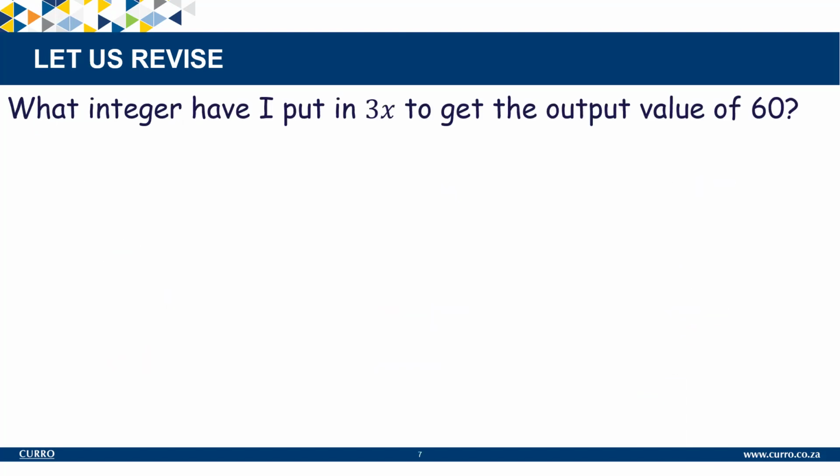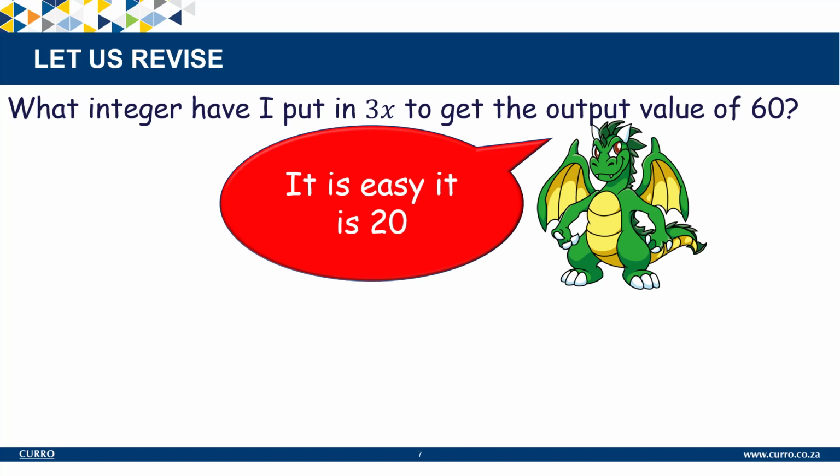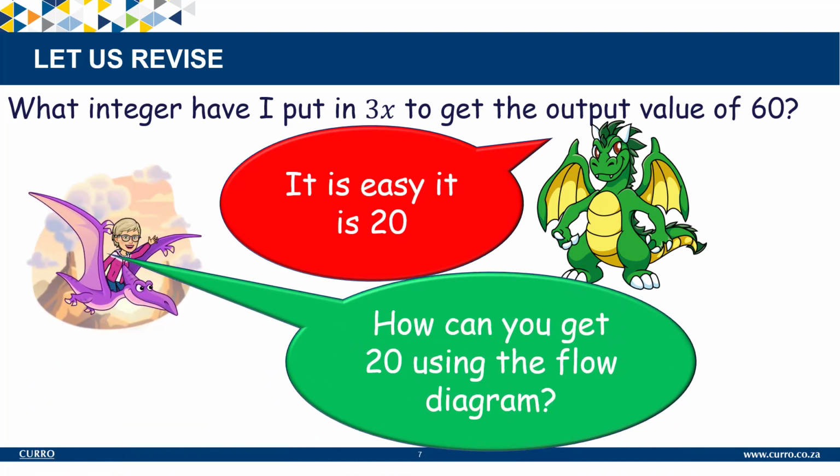But what if we have the value of the expression, but we don't know what the input number is? I know it's easy in this case because 3 times 20 is 60. You used inspection, haven't you? But it's not always so easy. So in this lesson, we want to know how to use a flow diagram to solve an equation. In other words, to find the input number.